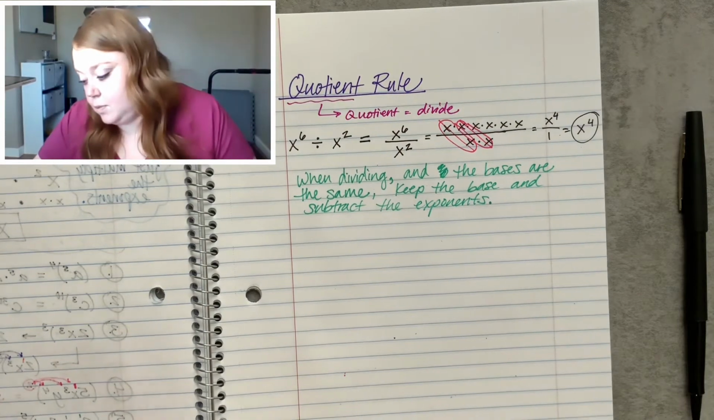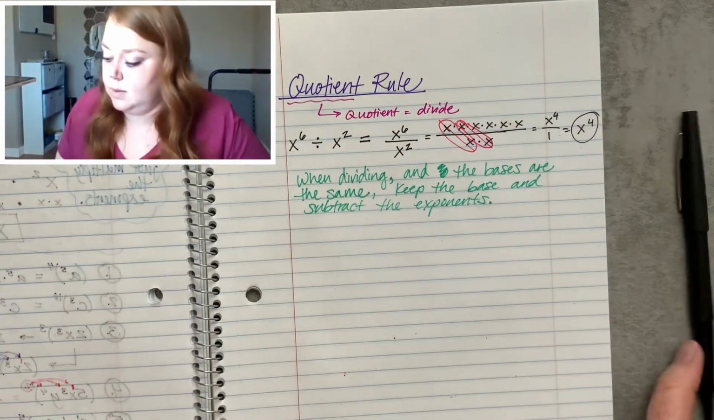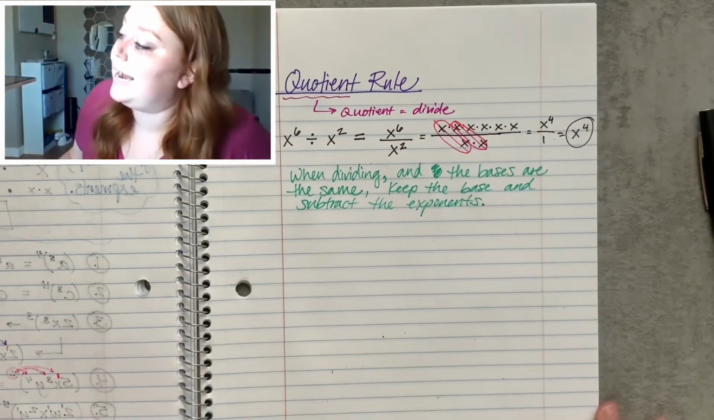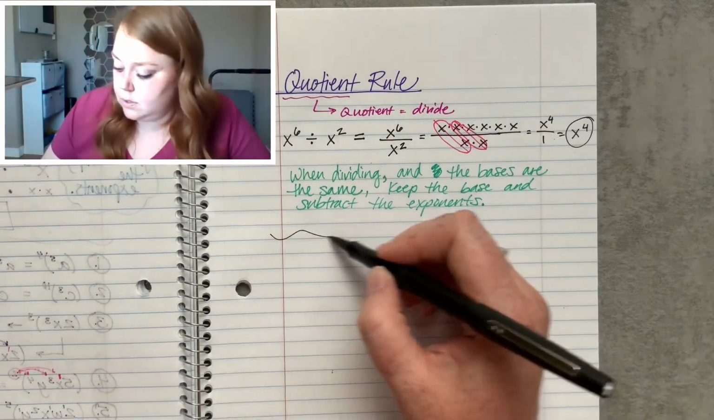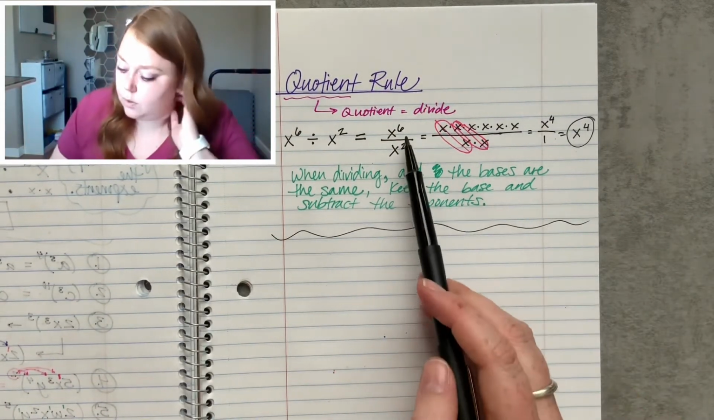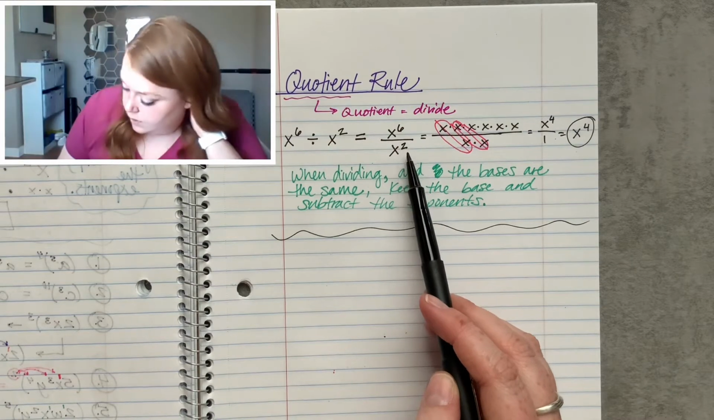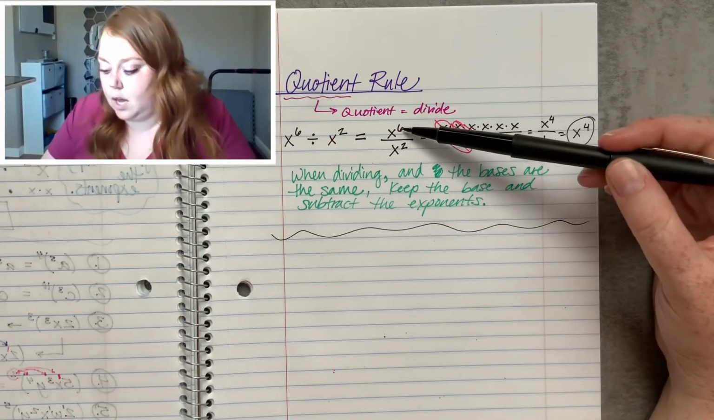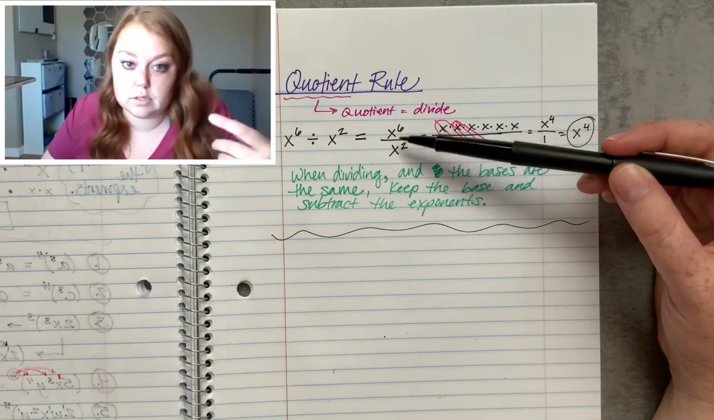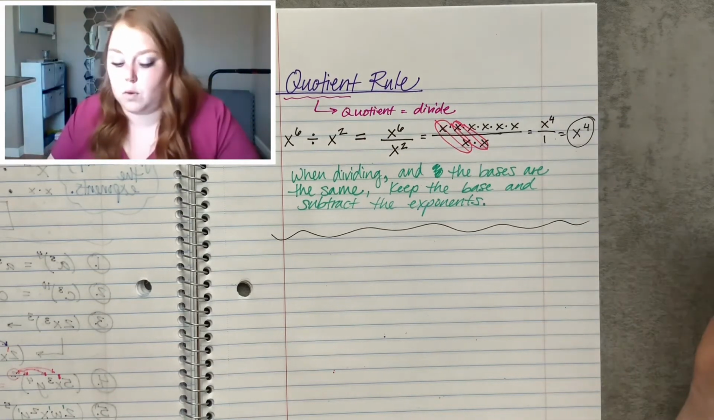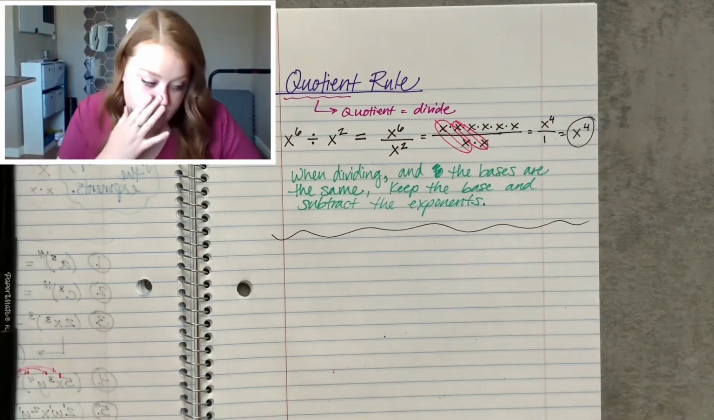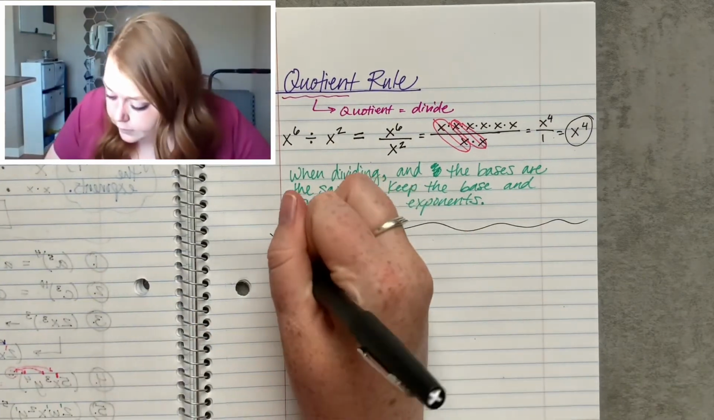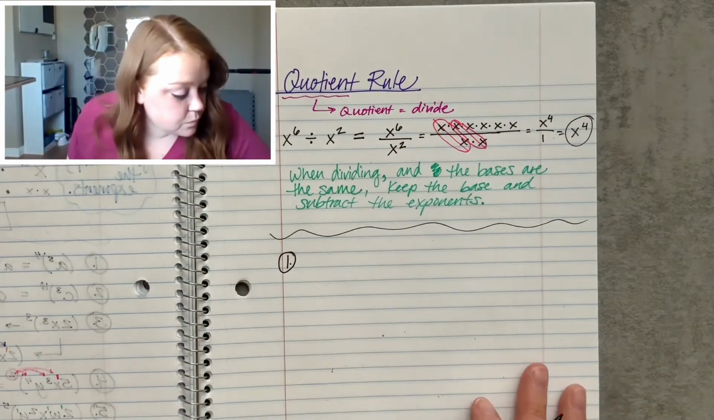When dividing and the bases are the same, keep the base and subtract the exponents. So x to the 6th over x squared, you just keep the x and then you do top minus bottom for your powers. 6 minus 2 is 4. So x to the 4th would be your final answer. Okay, let's do some practice.